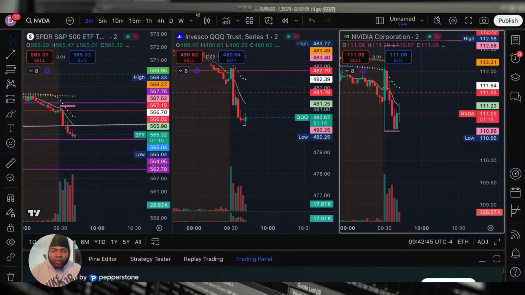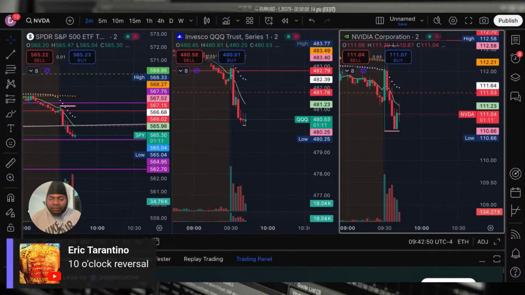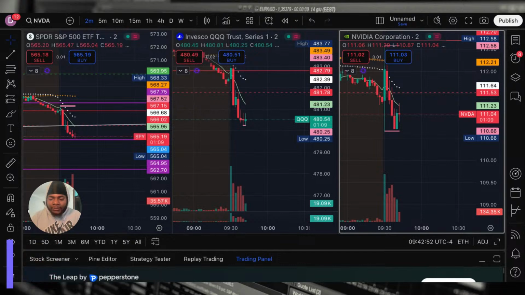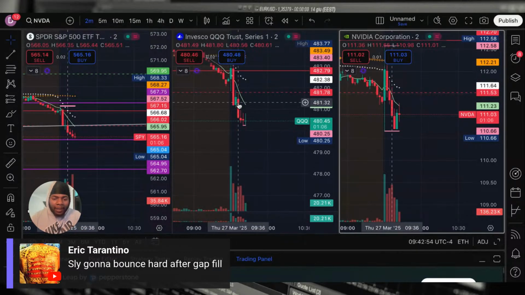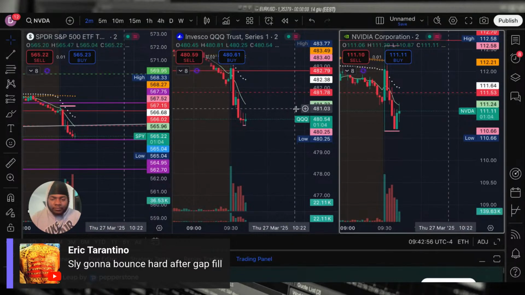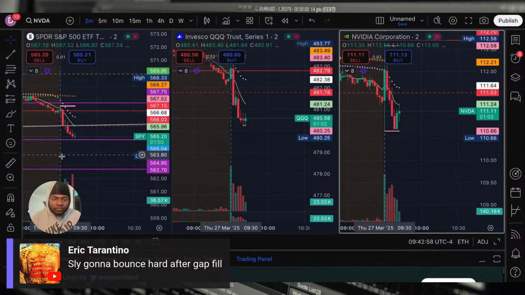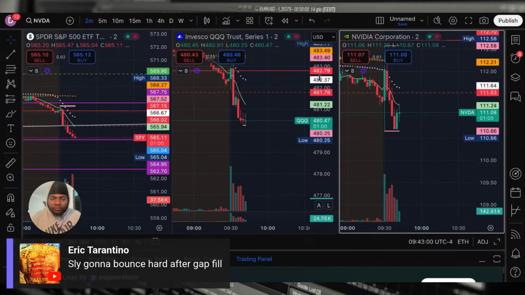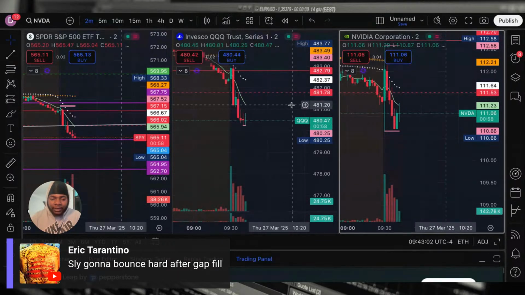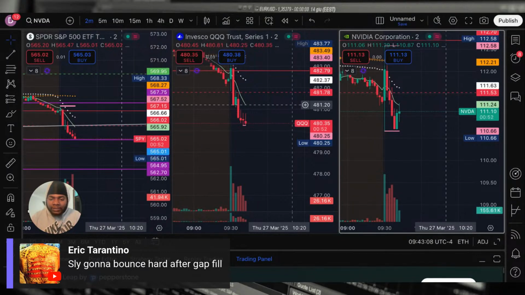I'm also watching this NVIDIA right here. 10 o'clock reversal. SPY gonna bounce hard, gap fill. All right. We're pretty weak right now though, so I'm gonna scalp this. Let's see if we can get a little bit more out of QQQ, and I'll scalp this. I'm still up 6% right now.